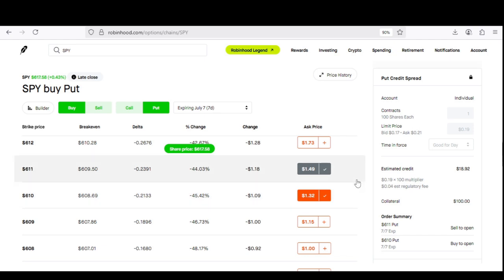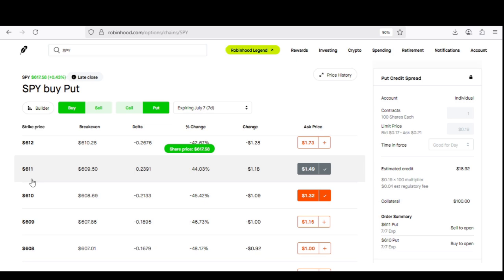So what we're going to do now, we're going to go ahead and switch up our strike prices. I did tell you to pay attention. Now, in order for you to get your collateral right here, which is $100, that's dependent on your spread. Your spread is going to be the difference between your two strike prices. So in this case, it's going to be 611 and 610. You're going to subtract 610 from 611. That should give you $1.